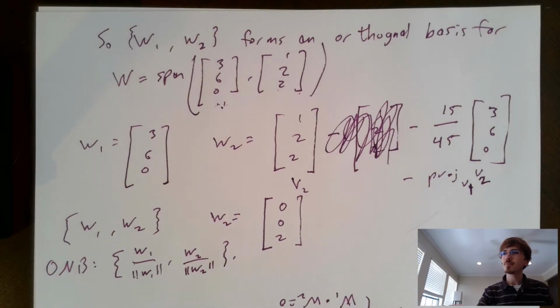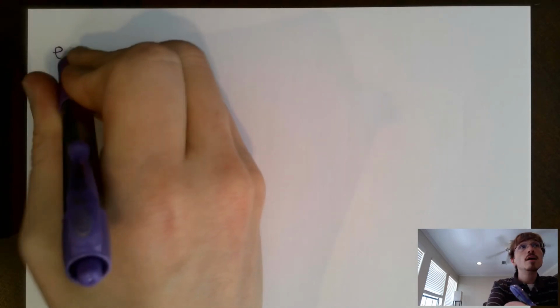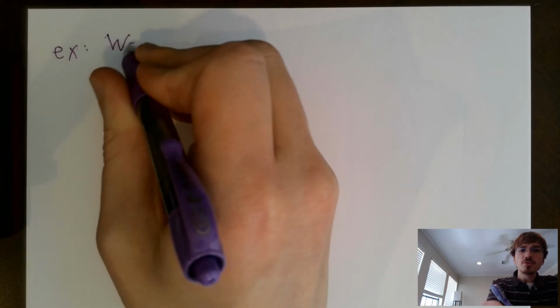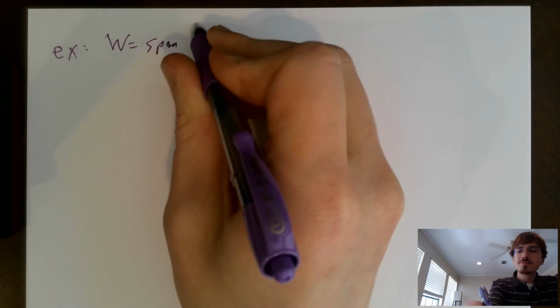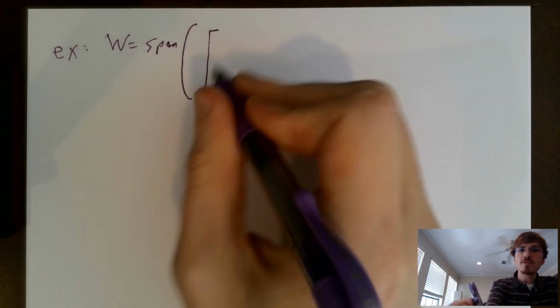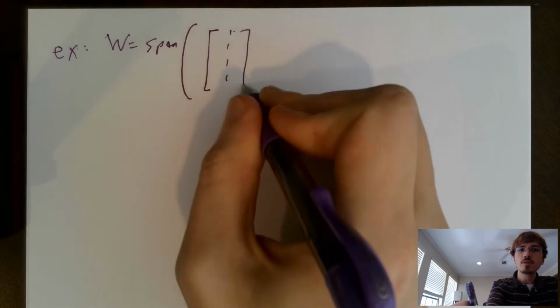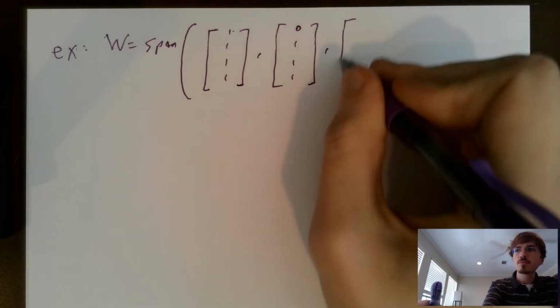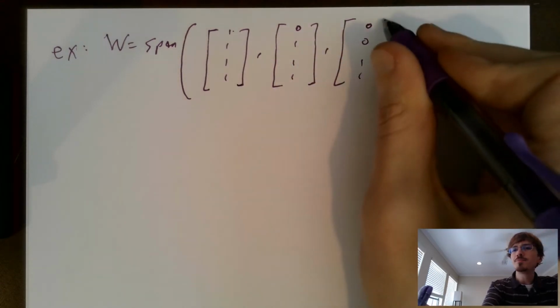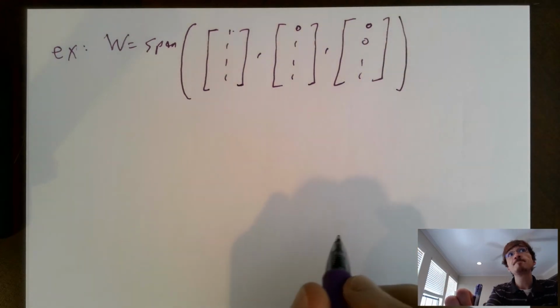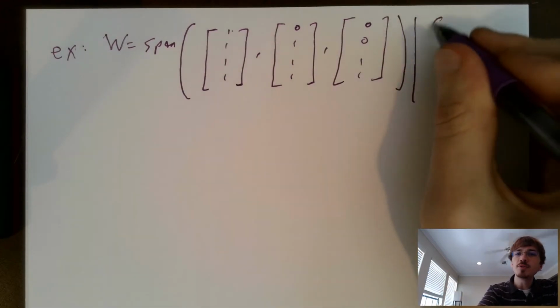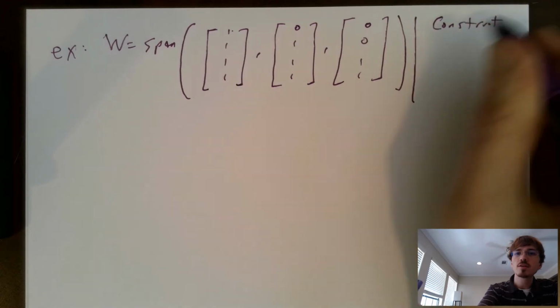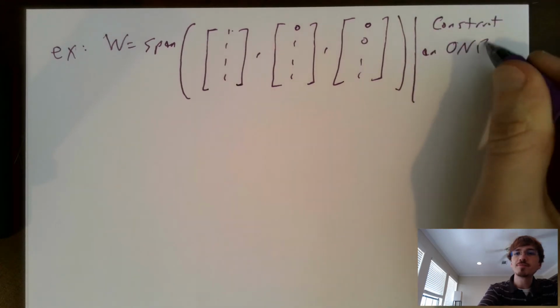Okay. Let's do another example. Suppose that W is now another subspace. Suppose it's the span of the vectors (1, 1, 1, 1), (0, 1, 1, 1), and (0, 0, 1, 1). And our goal in this example is going to be to construct an orthonormal basis for W.